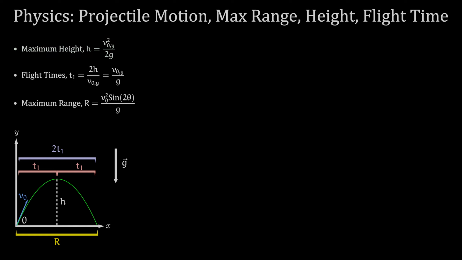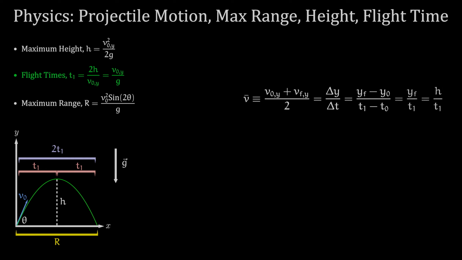Now, let's calculate the time it takes to get to the apex, time t1. I'll start with a definition of an average velocity, which is the sum of two velocities divided by 2. We'll use the initial y velocity and the velocity at the apex as our two velocities. We also know that the average velocity can be defined as the change in position divided by the change in time, t1. Putting it together, and knowing that the velocity at the top, vf, and the initial position, y0, are both 0, we can solve for time t1. We find time t1, the time taken to get to the apex of the trajectory, is equal to 2h divided by v0y.